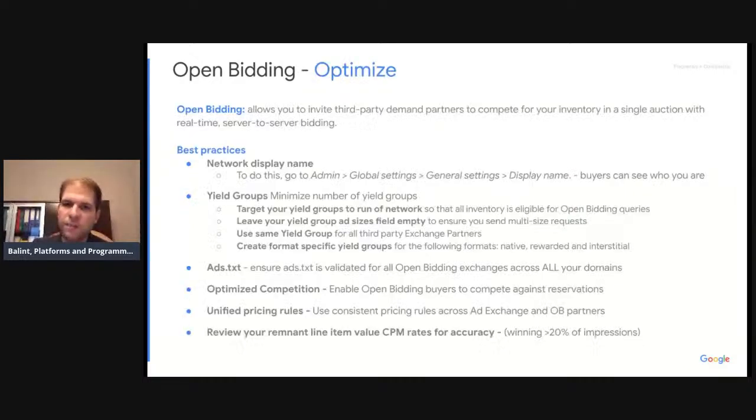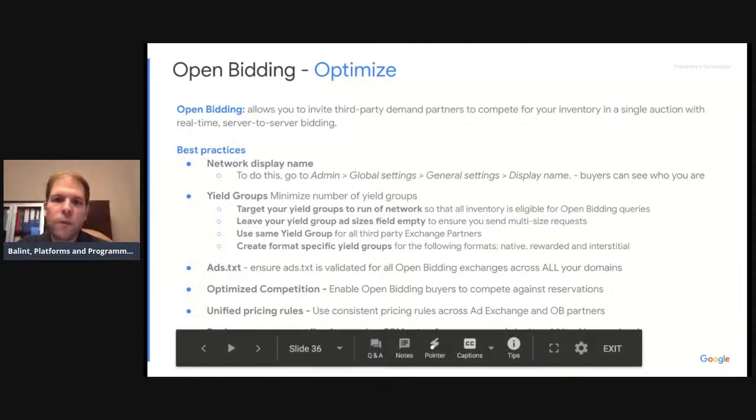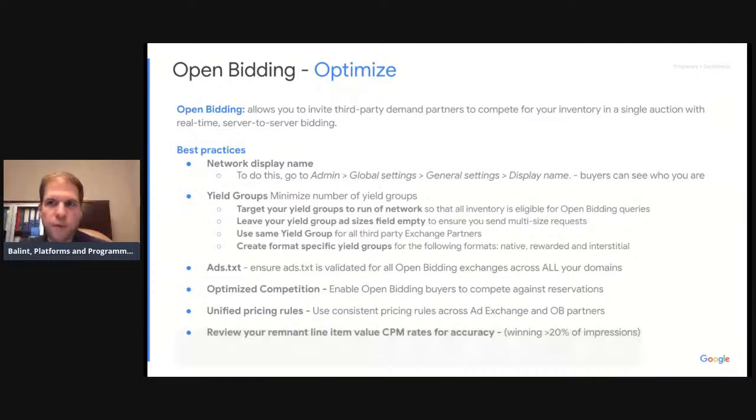And here are some optimization tips for open bidding. Open bidding allows you to invite third-party demand partners to compete for your inventory, right? So that's kind of the definition. But some of the best practices: make sure that your network has a display name. You can check this if you go to the admin, to the global settings, general settings, and see what the display name is, because then the buyers can see who you are.